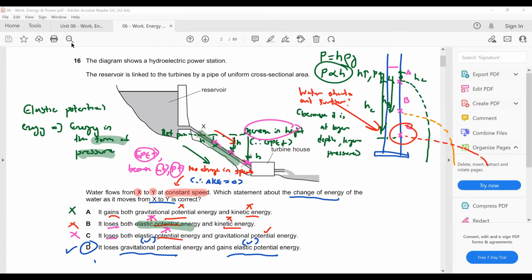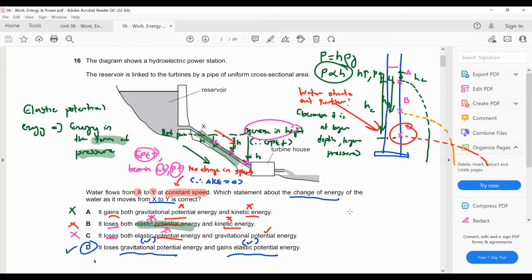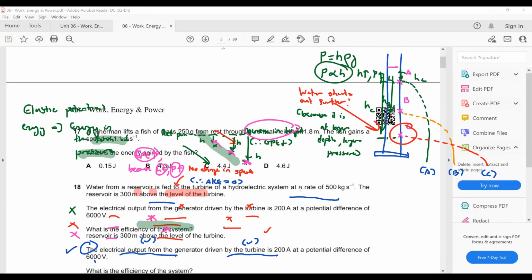Okay, so far so good. So one thing to probably just write is that this one is A, this one is B, this one is C. Water shoots out further because it has a larger depth, larger pressure. Okay, right, so no issues here. Then I move on to the next one.